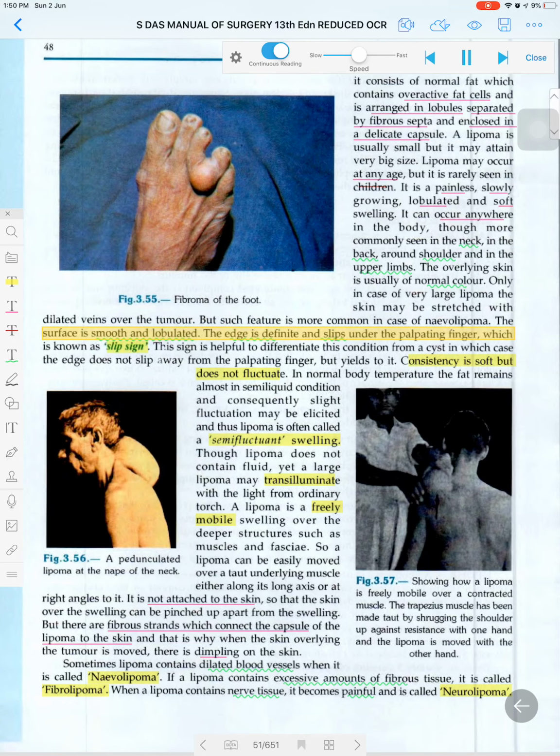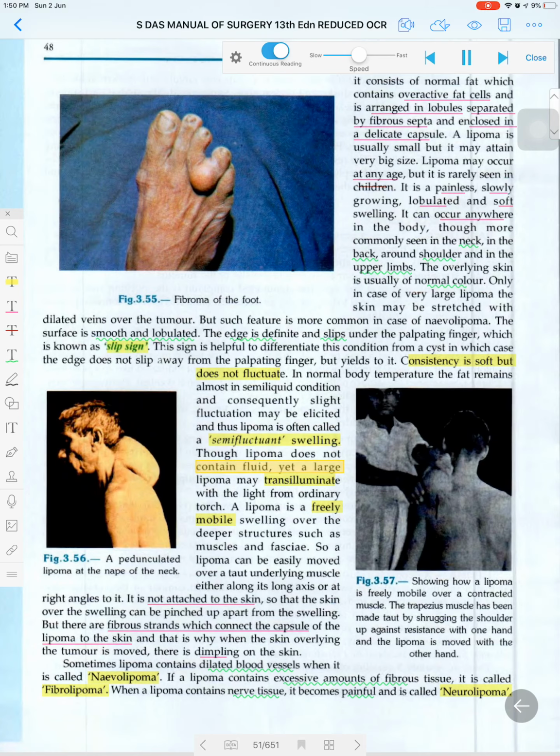The edge is definite and slips under the palpating finger, which is known as the slip sign. This sign is helpful to differentiate this condition from a cyst, in which case the edge does not slip away from the palpating finger, but yields to it. Consistency is soft but does not fluctuate. At normal body temperature the fat remains almost in a semi-liquid condition and consequently slight fluctuation may be elicited, and thus lipoma is often called a semi-fluctuant swelling.